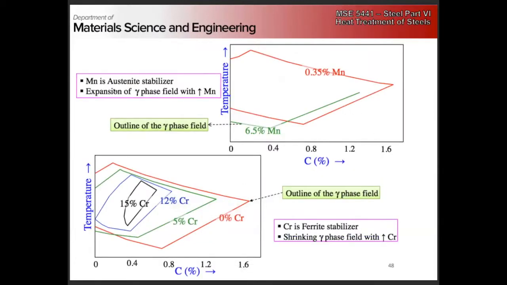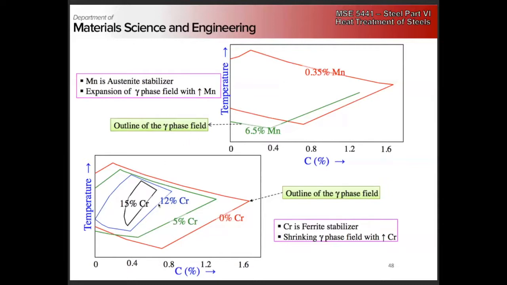So manganese is an austenite stabilizer, and so we can see here's just an outline on the phase diagram of the austenite field by itself, with all the other lines taken off, right? And if we have 0.35% manganese, this is what it looks like. If we expand to 6.5%, we've dropped the eutectoid temperature, moved it over, and we've expanded the gamma phase field, right?